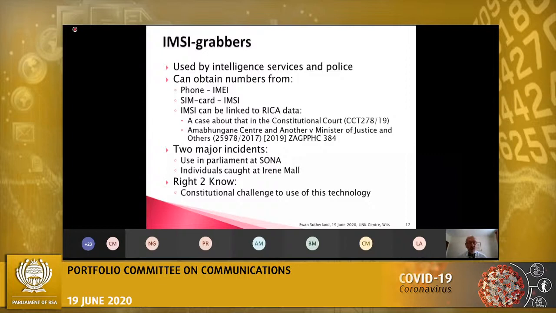Quite a different issue. IMSI grabbers are around, also known as IMSI catchers, also known as stingrays, which is a brand name. These are fake mobile base stations. These talk to your mobile phone, pretending to be a base station, and they ask your mobile phone, would it please tell it the handset number and the SIM card number. And once you've got the SIM card number, you can obviously link that to RICA data.